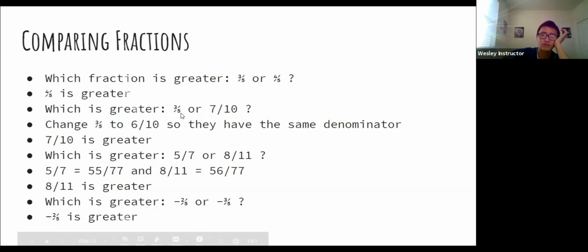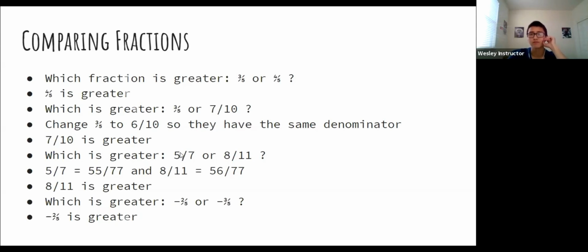Which is greater, 3/5 or 7/10? Well, it's kind of hard to compare fractions with different denominators. So what you guys want to do is get fractions that have the same denominator. Well, all you got to do here is multiply 3/5 by 2 over 2. So you guys get a common denominator of 10. So 3/5 becomes 6 over 10. And then you guys can compare the 6 and the 7, and 7 is obviously greater.